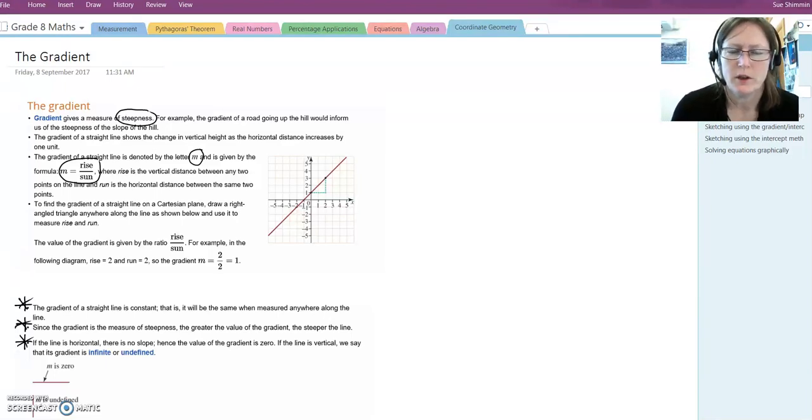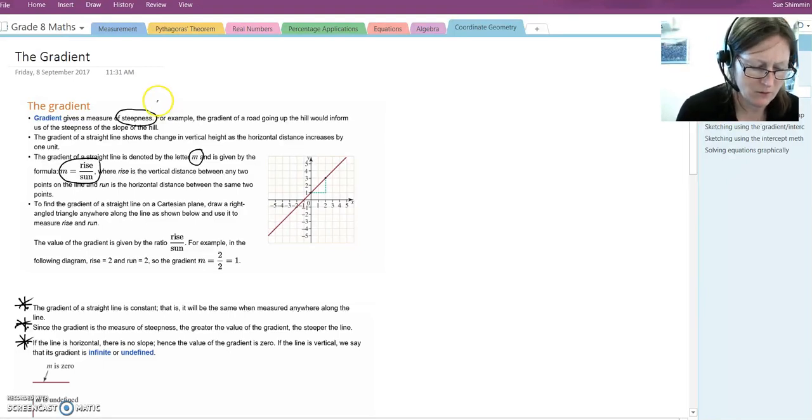In this video we're going to look at the gradient. The gradient gives us a measure of steepness. For example, the gradient of a road going up a hill would inform how steep the slope of that hill is. In maths, gradient is denoted by the letter M. There is a formula that we're going to use this year, which is gradient is rise over run.